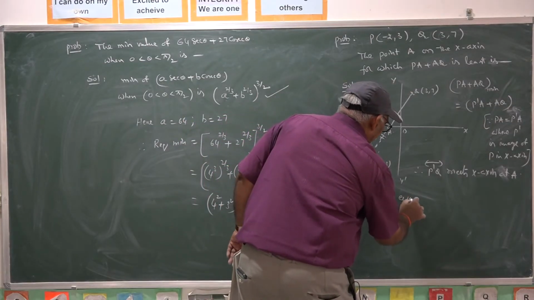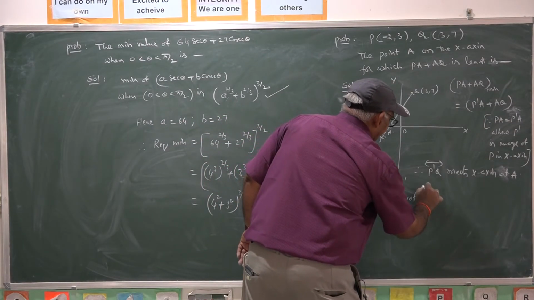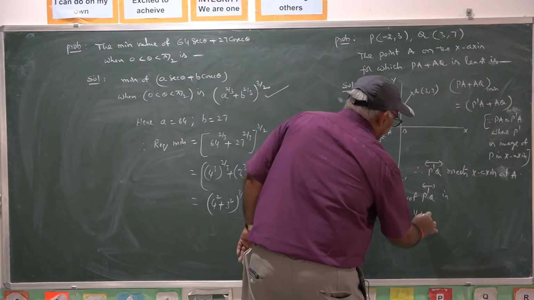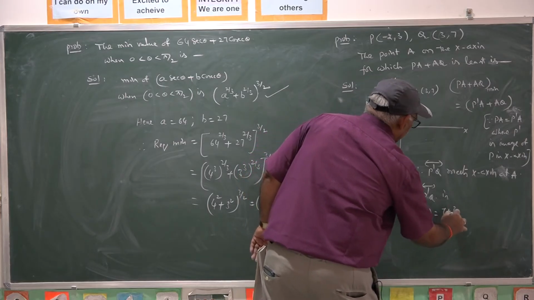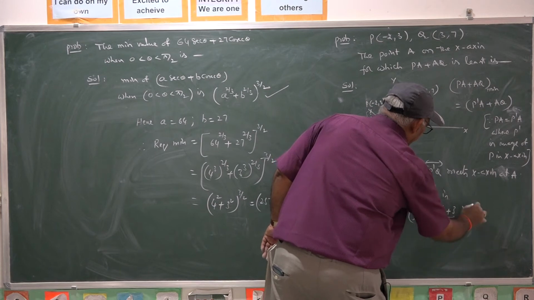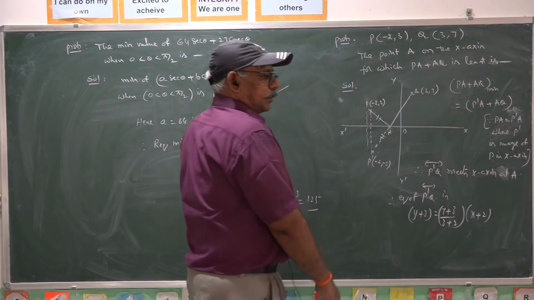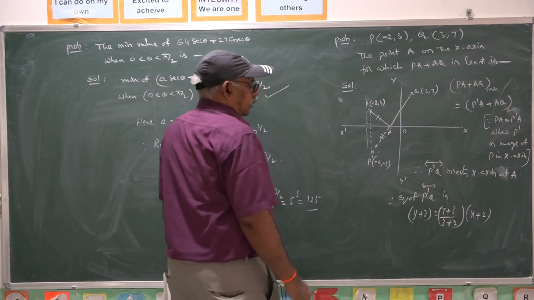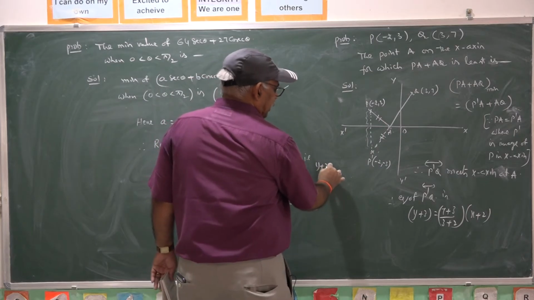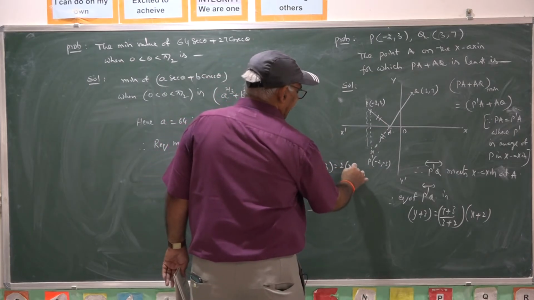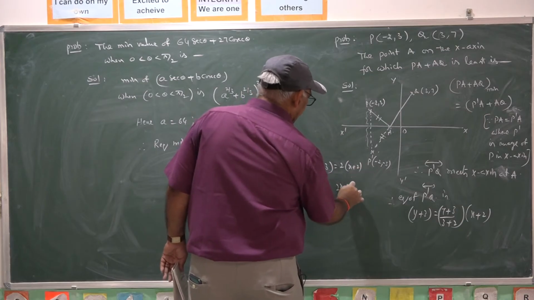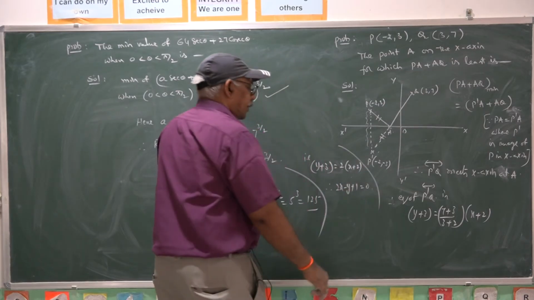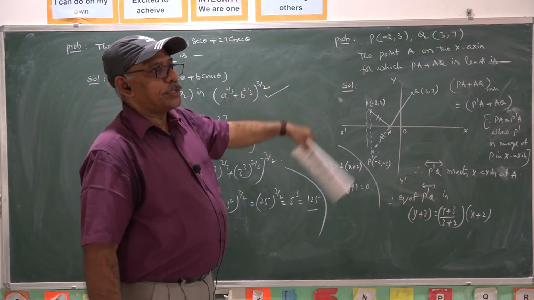Therefore, the equation of the line P'Q, by the two-point formula, which I am just applying to find this equation, is y plus 3 equals (7 plus 3) by (3 plus 2) into (x plus 2). That is y plus 3 equals 10 by 5, 2, into (x plus 2). So 2x minus y, 4 minus 3 gives us plus 1 equals 0. This is the equation of P'Q.